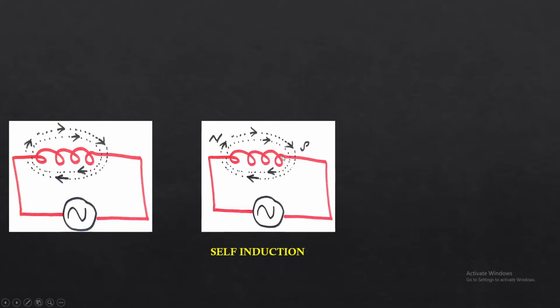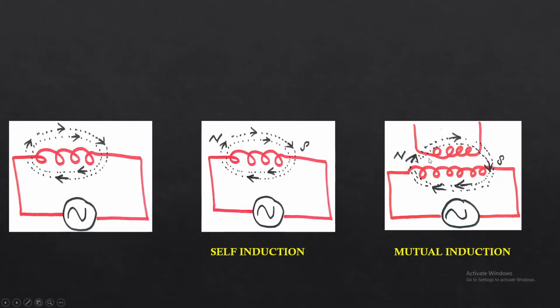If we place another coil near this magnetic field like this, then you can see that the second coil, which we placed in the magnetic field of the first coil, will get some energy. So there is a transfer of energy from the first coil to the second coil without any physical connection. They are not in contact physically, but energy is transferring. This is known as mutual induction.